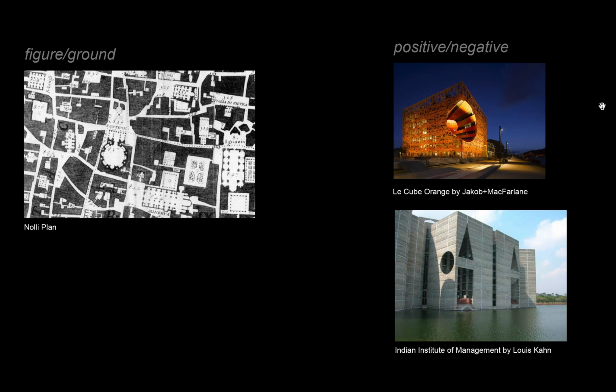Figure ground is something we're going to start talking about a lot. It's going to have a lot to do with what we do here this semester. So on the left, this is probably the most famous example of figure ground in the history of architecture. This is the Nolli plan. And here, this is actually Rome. It's a plan of the city that uses the ideas of figure and ground to talk about mass and void.